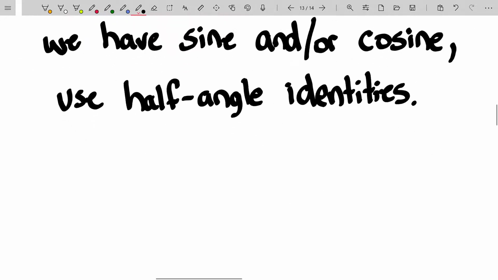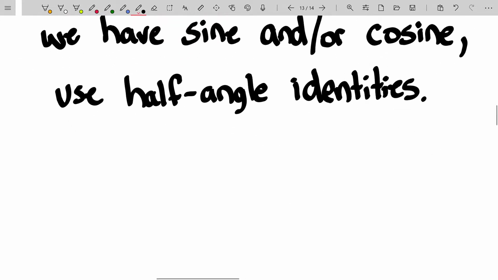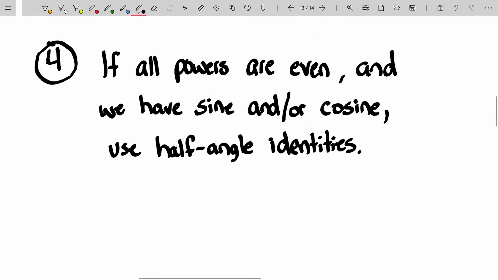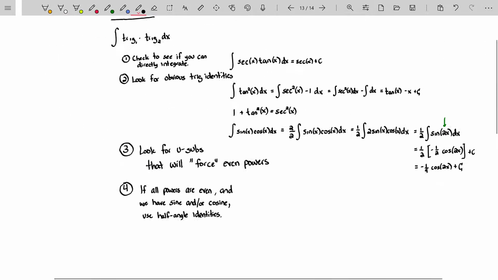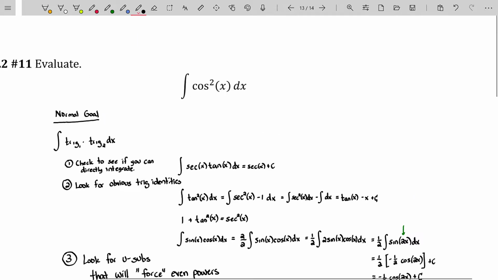By the way, some people call those the power reduction formulas, which is perfectly fine. I just learned them when I was a student as the half-angle identities. A rose by any other name is still but a rose. And that's what we're going to use here, the half-angle identities.